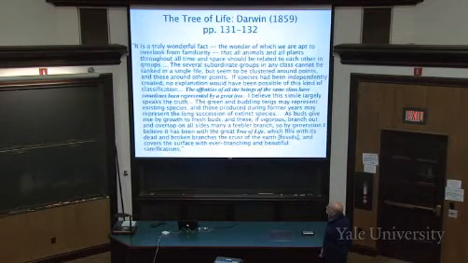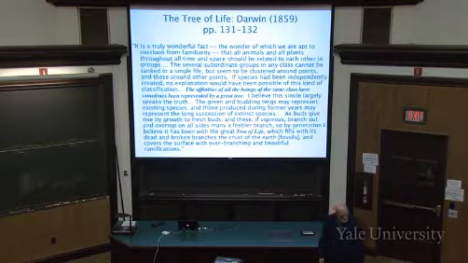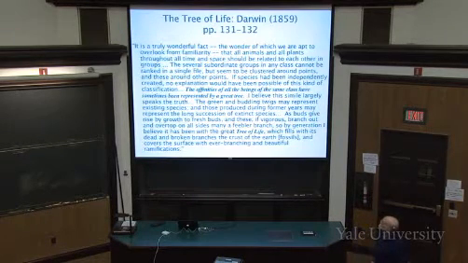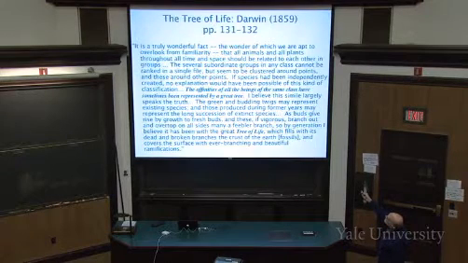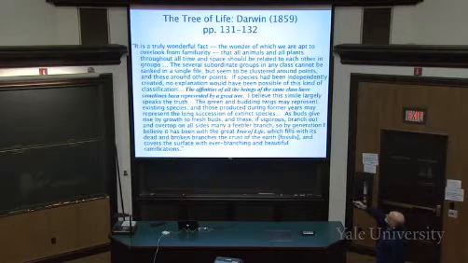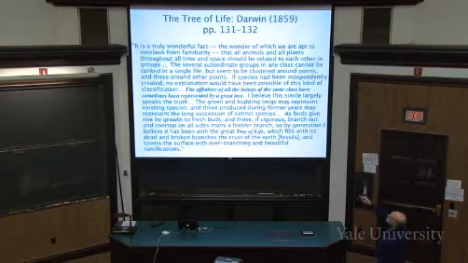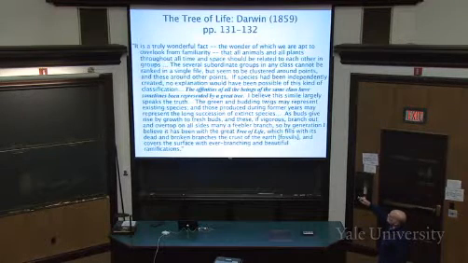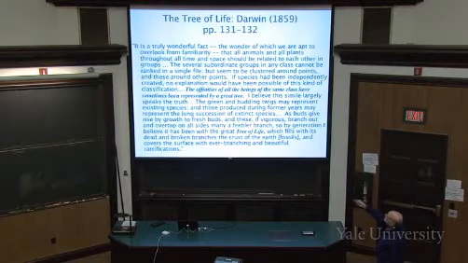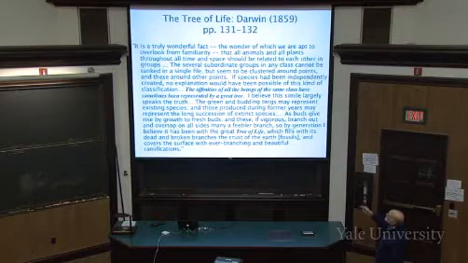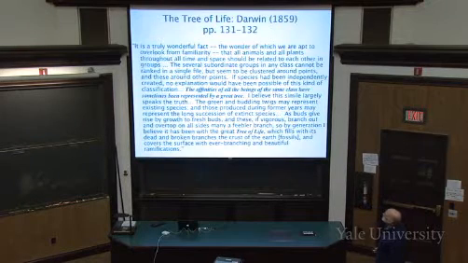Now, this is what Darwin had to say in The Origin about the tree of life. It's a truly wonderful fact, the wonder of which we are apt to overlook from familiarity, that all animals and all plants throughout all time and space should be related to each other in groups. And he goes on about how these groups are hierarchical. He said, the affinities of all the beings of the same class have sometimes been represented by a great tree. I believe this simile is largely the truth.